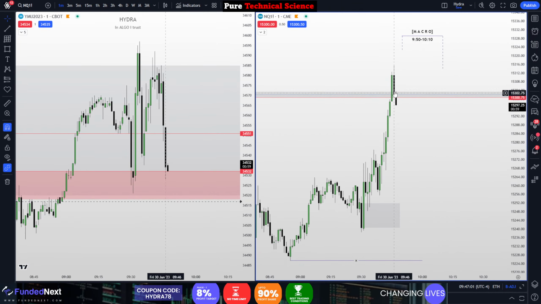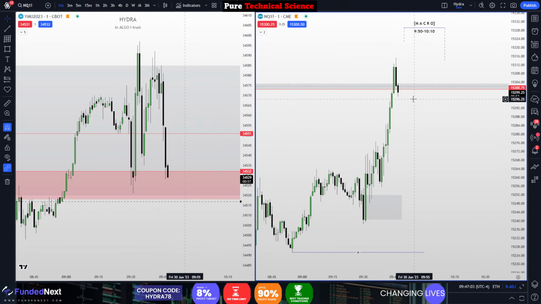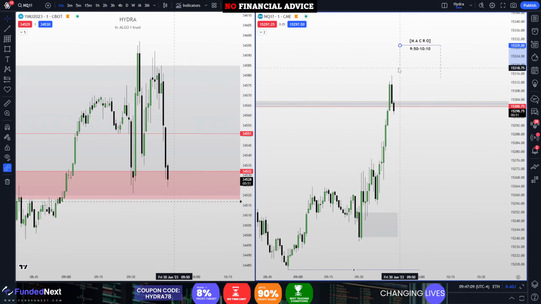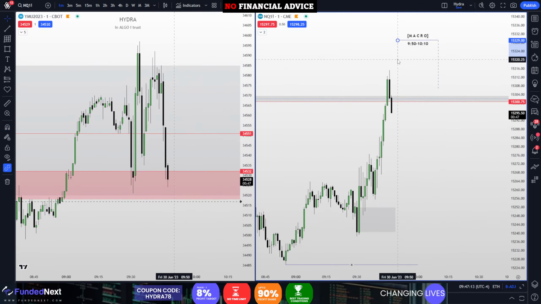So now let's see if price goes below this volume imbalance. Yes, it did. Now let's wait and see if price forms any breaker block here, inside here.